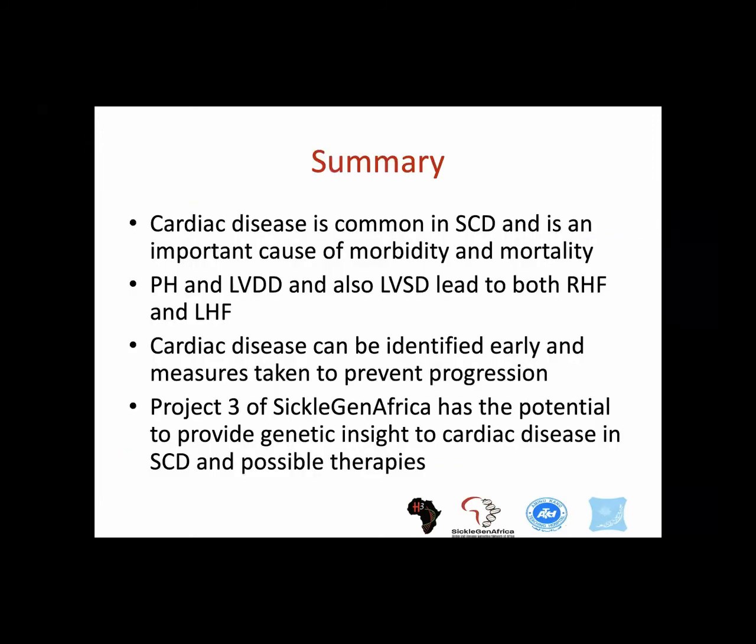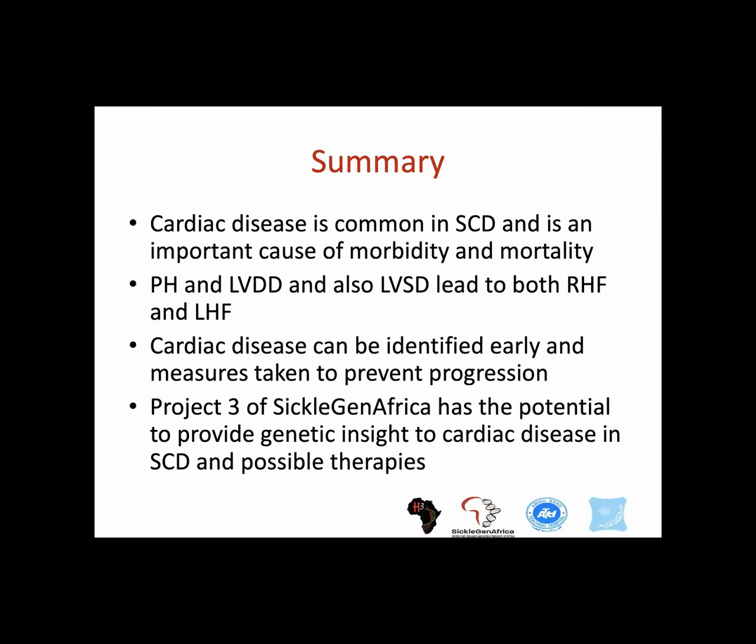and that also reflects the systolic function of the right ventricle. So in the last 25 minutes, I've gone through an overview of the cardiovascular manifestation of sickle cell disease and why it happens and how it happens, and also given you an insight into what we do in Project 3 of the SickleGenAfrica.